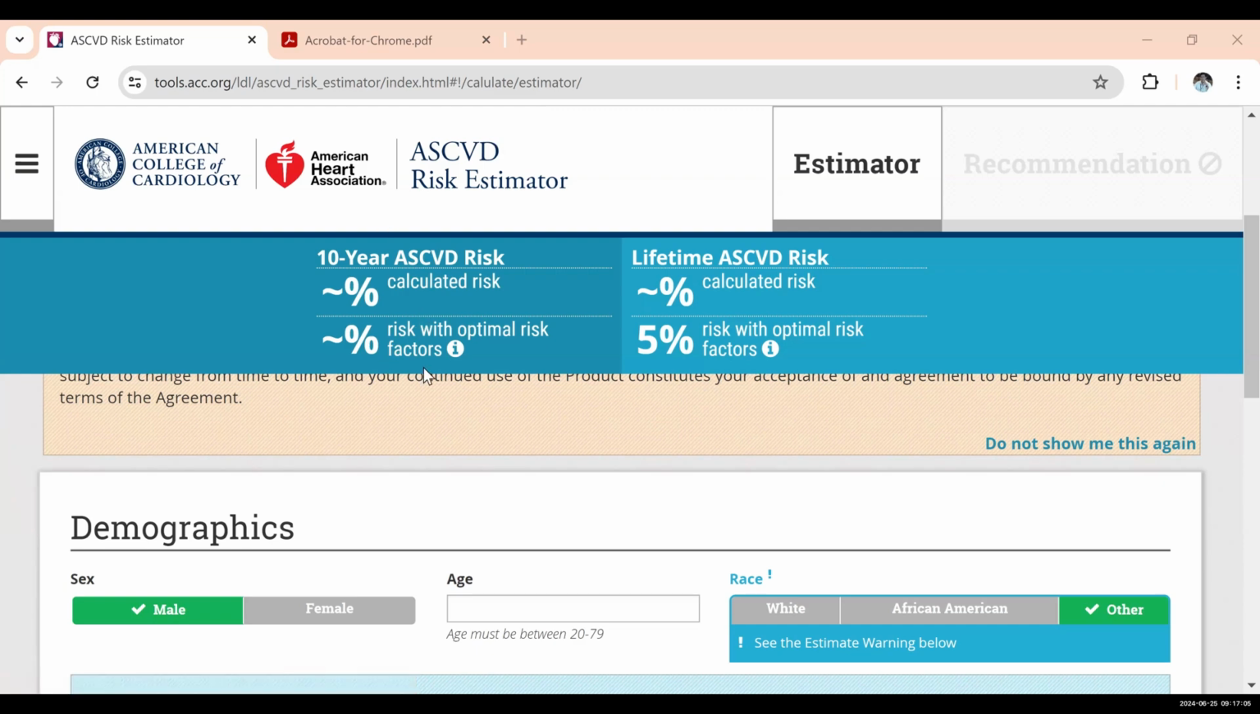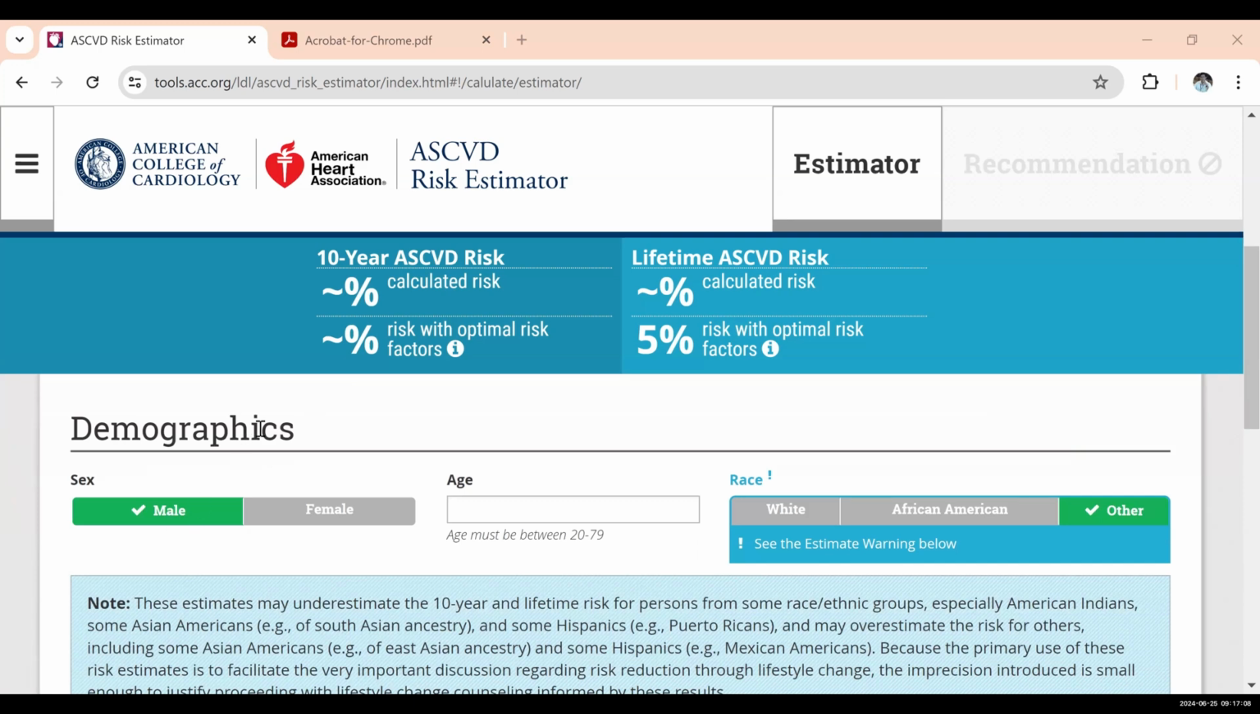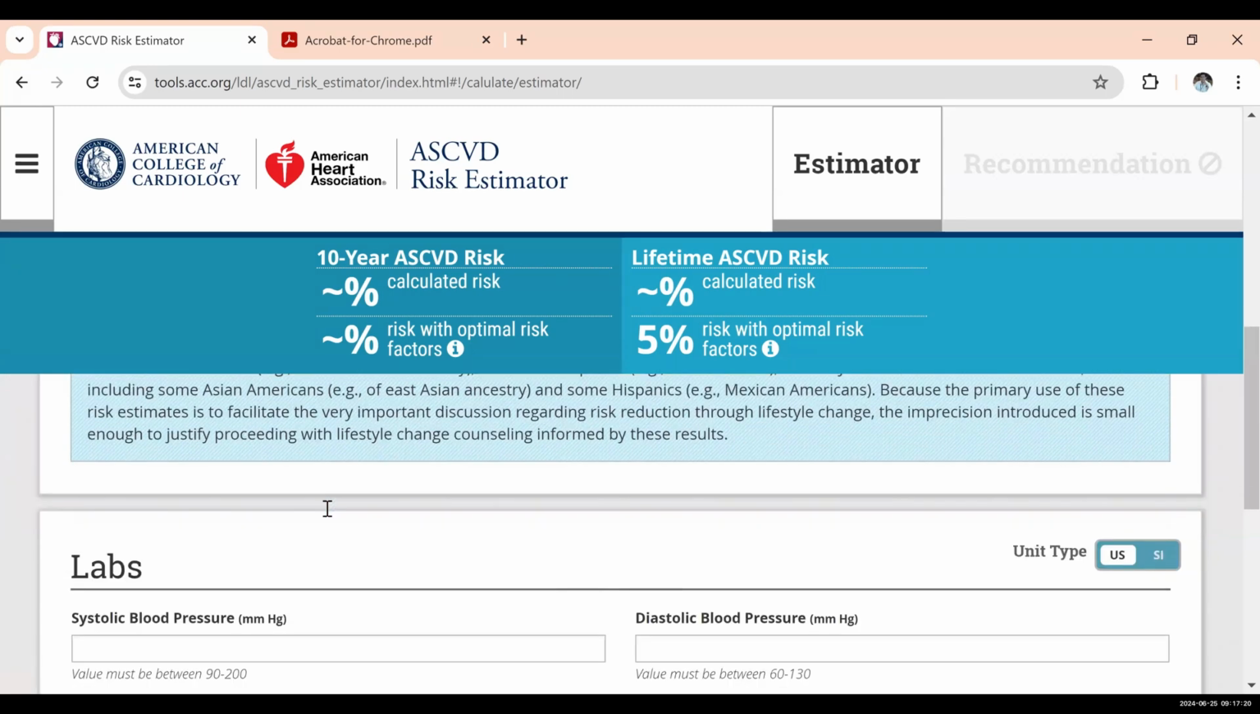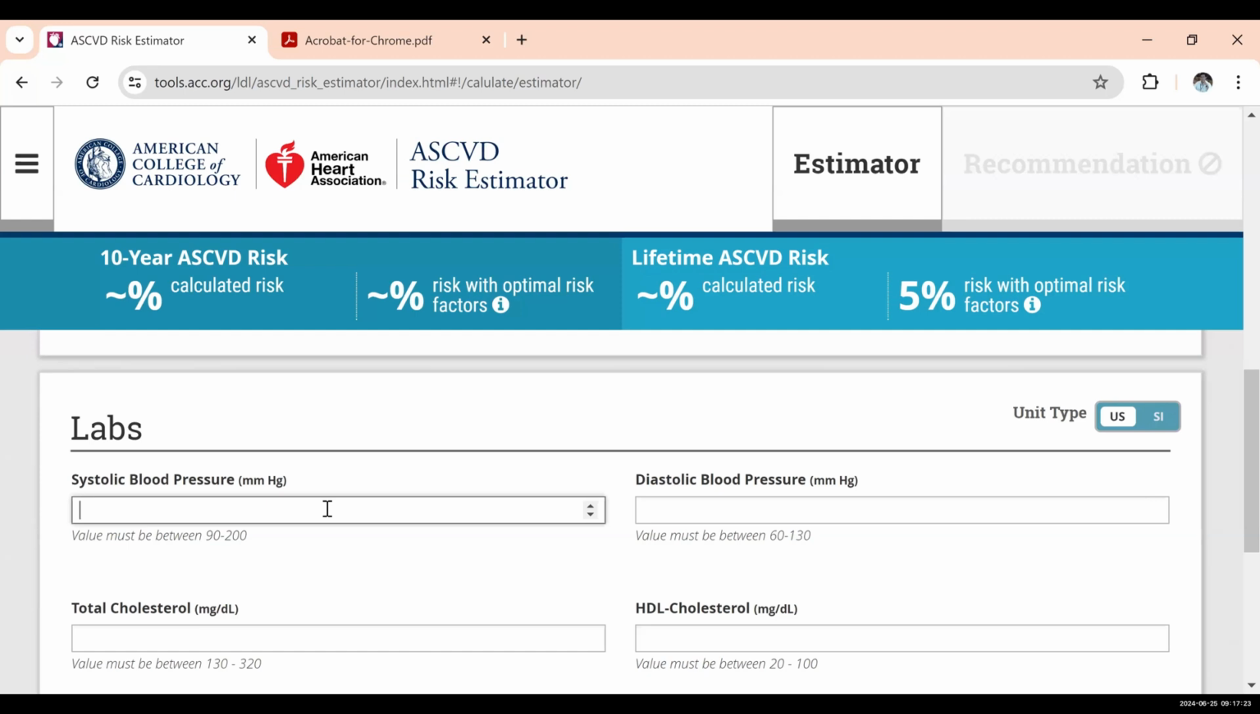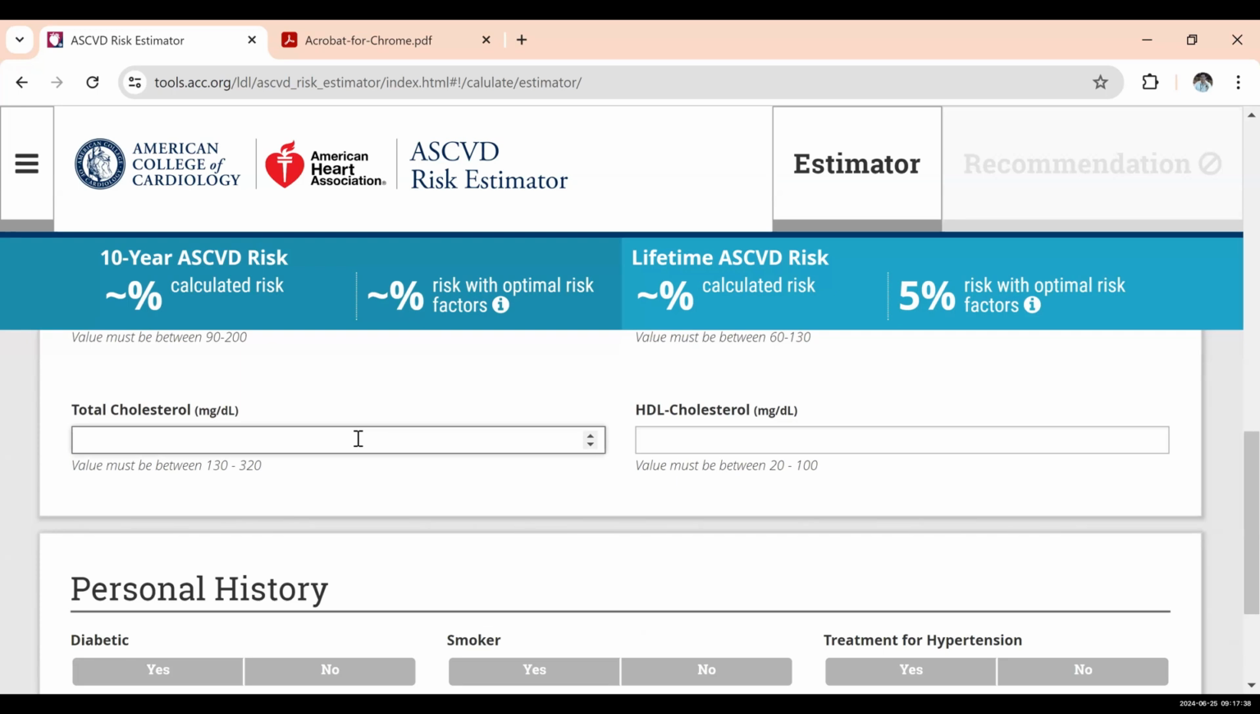So this is a very simple tool which is available online. And if you see, we enter a case of a young prostate cancer patient, a 58-year-old gentleman who is non-white, non-African American, others. And if you enter the blood pressure, which is the routine, usually we see 140/90, the most common blood pressure. Then you have to enter the cholesterol. So most of the things are very simple.